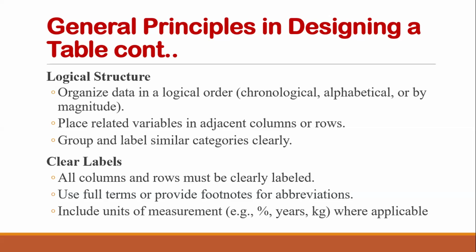Clear labels. All columns and rows must be clearly labeled. You have to label your rows, you have to label your columns. You have to give them very descriptive labels so that anyone that sees them will understand what you mean. Use full terms or provide footnotes for abbreviations. You can either write the full name of each word without abbreviating, but if you choose to abbreviate, you have to have a footnote where you explain your abbreviations. You define all your abbreviations in the table.